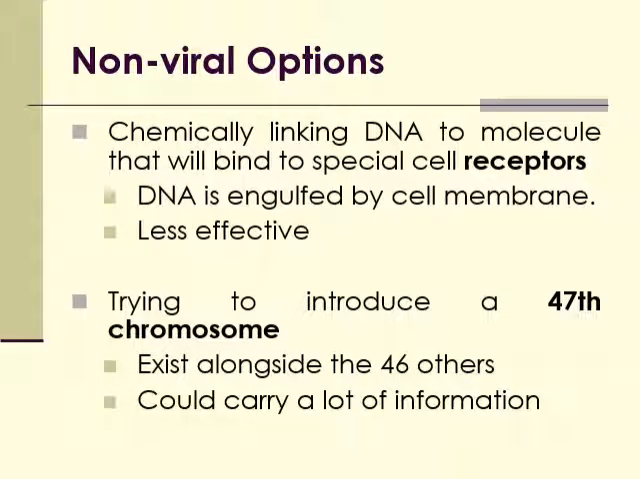So we also have receptors. DNA is engulfed by a cell membrane, but it is less effective. We also have the approach of trying to introduce a 47th chromosome, which exists alongside the 46 chromosomes that are already present in our body, and it could carry a lot of information.